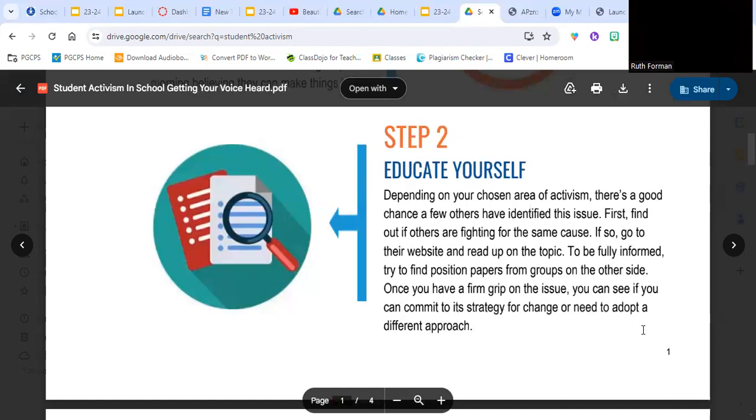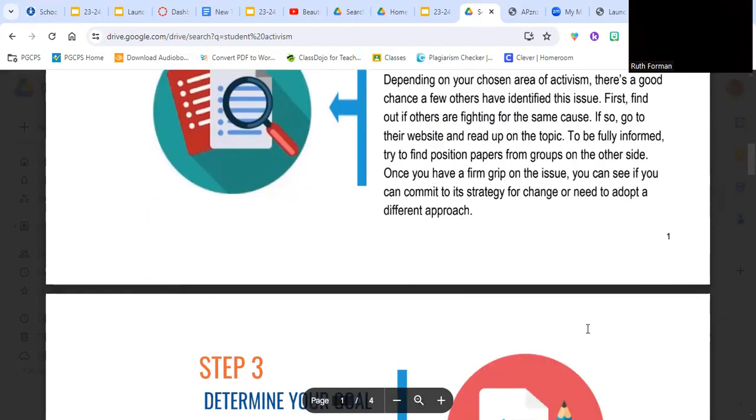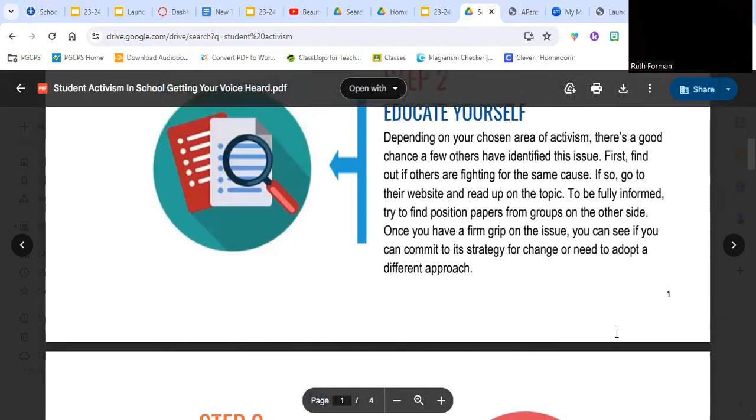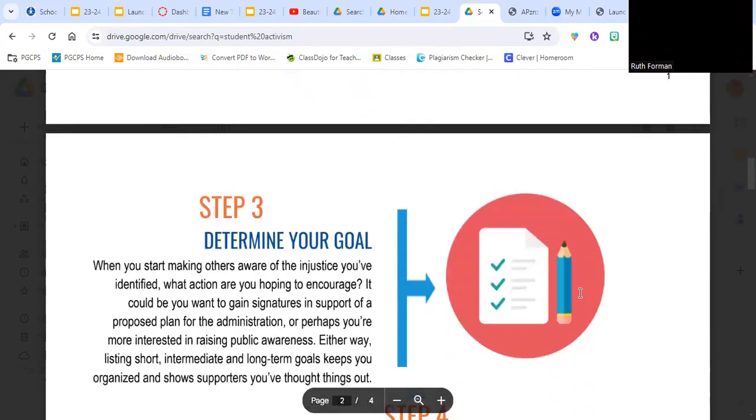Step two, educate yourself. Depending on your chosen area of activism, there is a good chance that others have identified this issue. First, find out if others are fighting for the same cause. If so, go to their website and read up on the topic. To be fully informed, try to find position papers from groups on the other side. Once you have a firm grip on the issue, you can see if you can commit to its strategy for change or need to adopt a different approach.